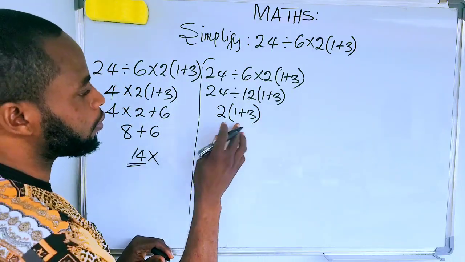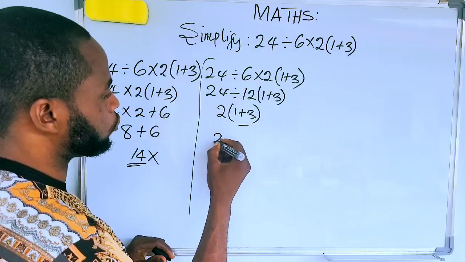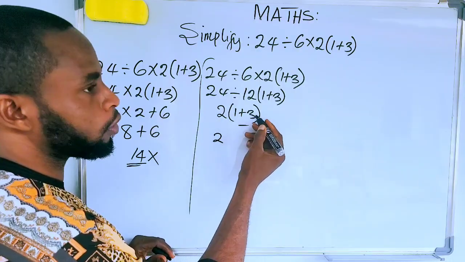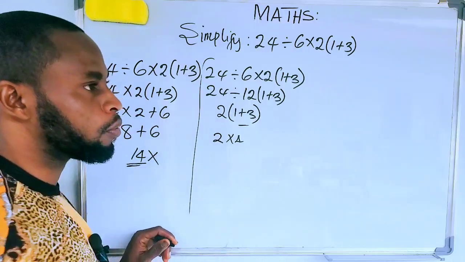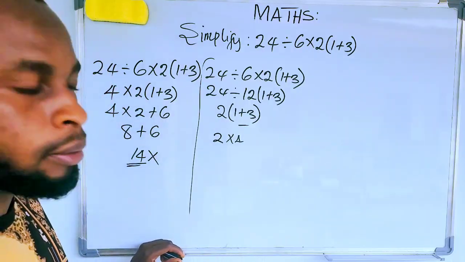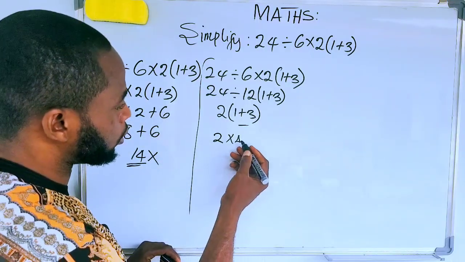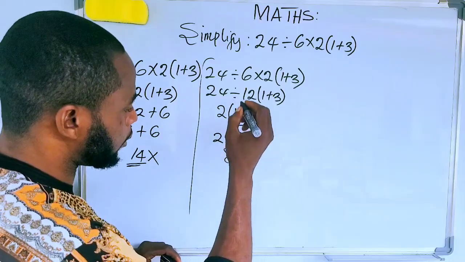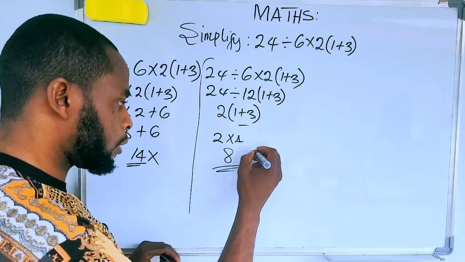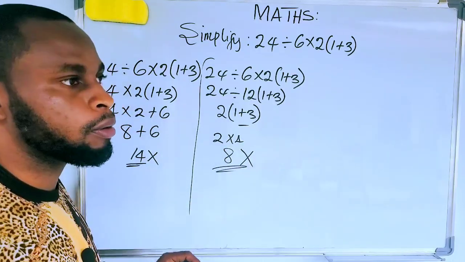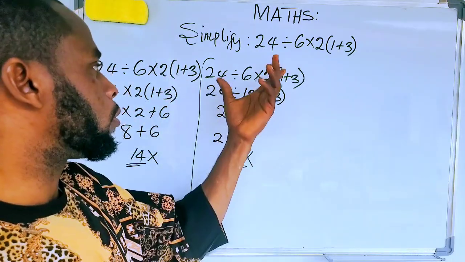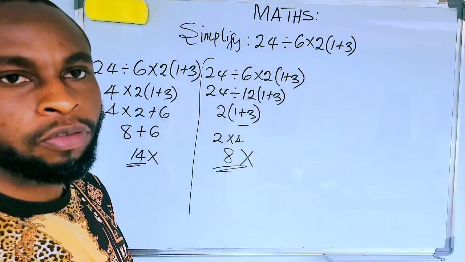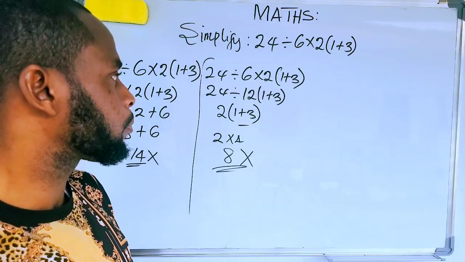Then at this point, to simplify this, you have 2, 1 plus 3, that gives 4, then multiply by 4. Then here 2 times 4, that gives 8. But this answer is still wrong. This is still a wrong approach of simplifying this expression.